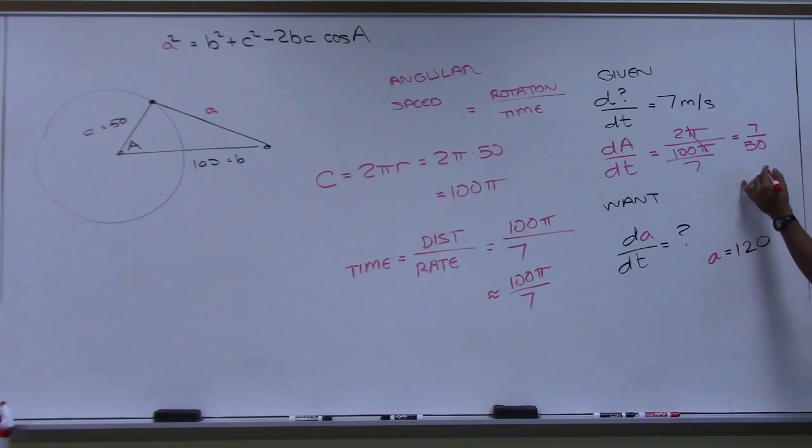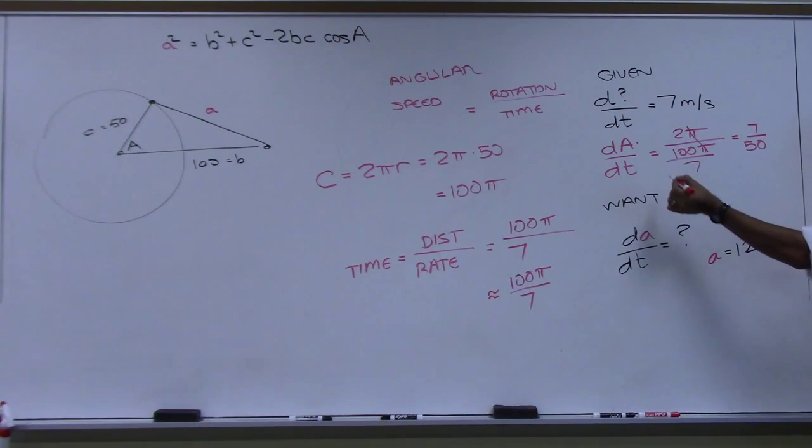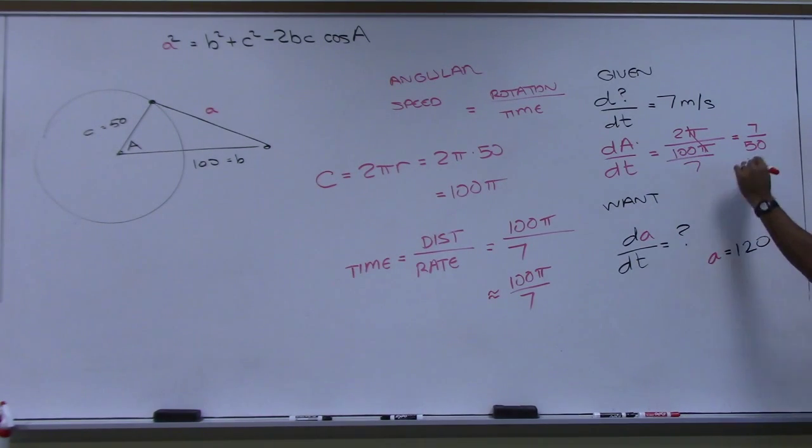7/50ths what? A is a measurement of an angle. Radians per time measurement in seconds. Okay. I hope that all made sense.